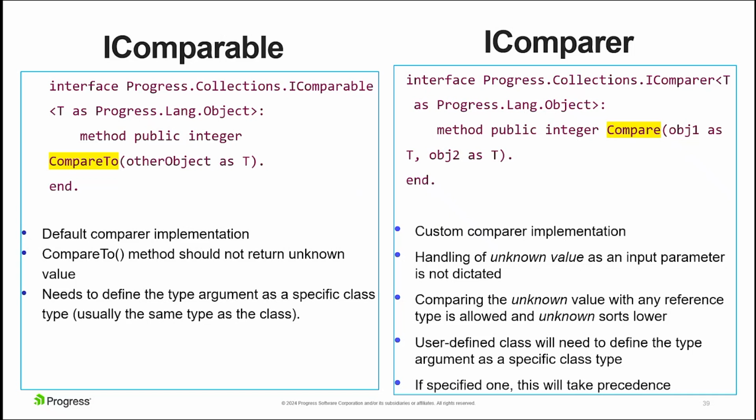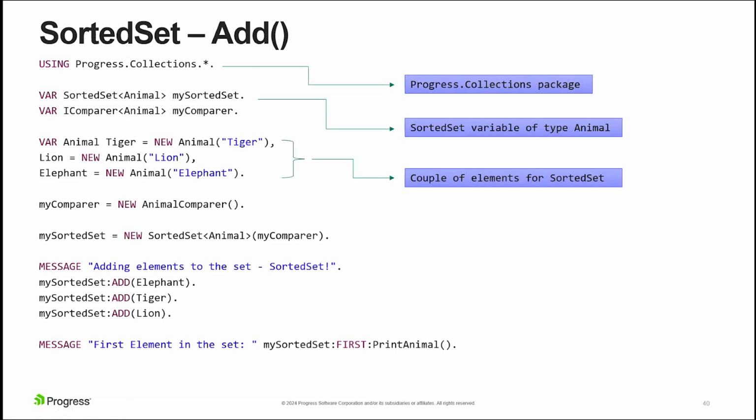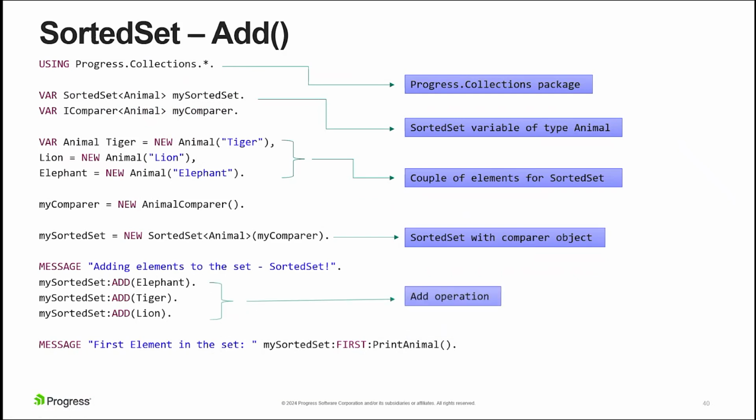IComparable is the default implementation, whereas IComparer is the custom comparer that we ask OpenEdge developers to implement, so they can customize it. This will decide the placement of a new element in the sorted set. So here is a quick example of how we can perform a quick add operation to the sorted set collection.